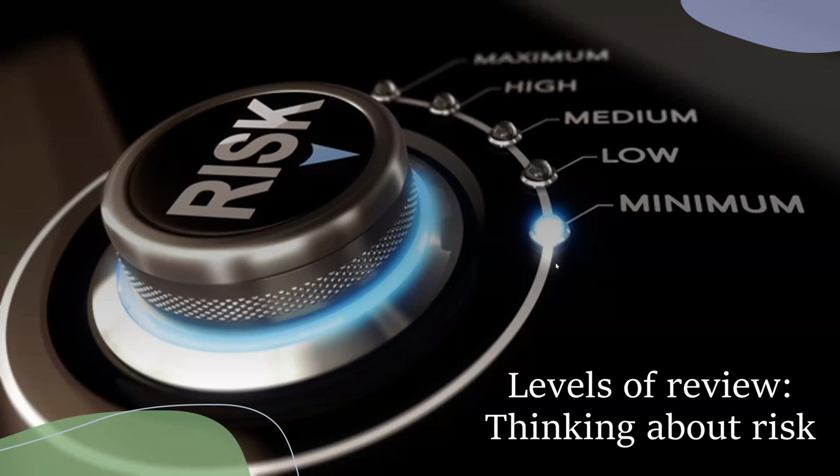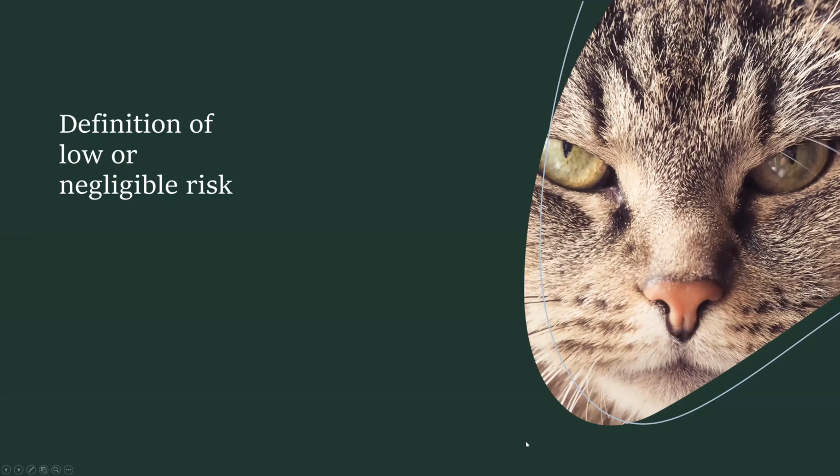I'm sorry about that. So thinking about levels of review is inherently linked to risk. And as you would probably be aware, we have 2 categories of risk in relation to research involving human participants. The first is low or negligible risk. Let me take you through that.